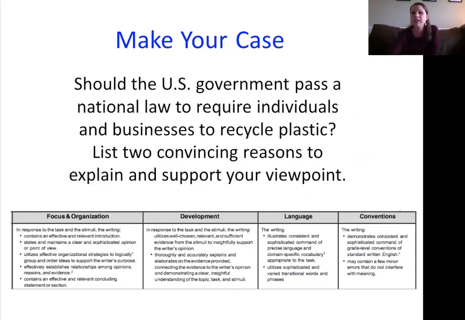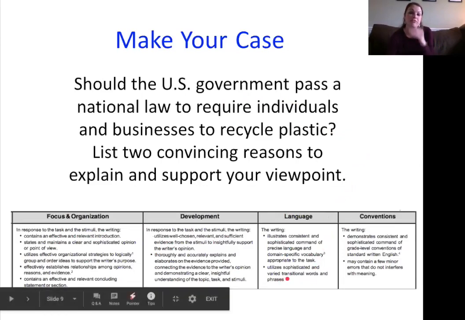So definitely you're going to want to talk about recycling. You might talk about natural resources or conservation. You might talk about landfills in your writing. So we're using specific vocabulary that helps us demonstrate our understanding of the topic at hand. We're also going to make sure that we have varied transitional words and phrases, because we don't want to be repeating the same words over and over, no matter what kind of writing we're doing.